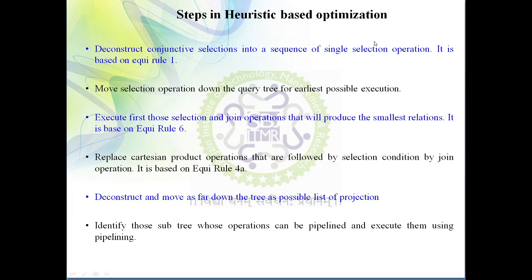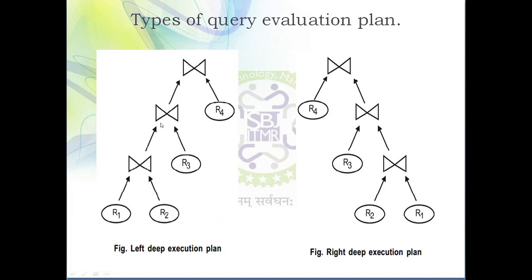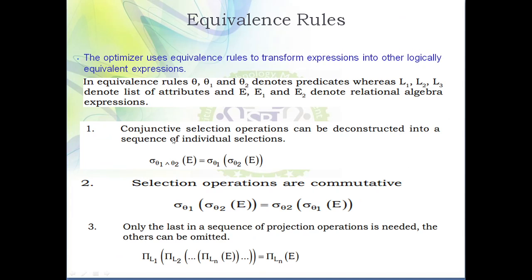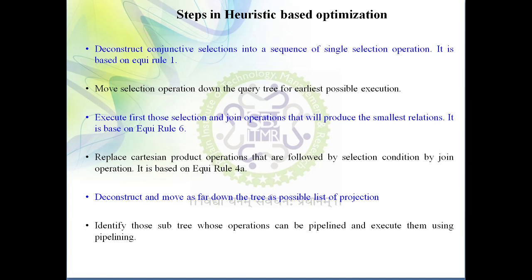What is the meaning of this? So this is equivalence rule 1. We already discussed equivalence rule 1. So we'll see here what is rule 1. Conjunctive selection can be deconstructed into a sequence of individual selections. Instead of performing it combinedly, we just split it and perform it in an individual way. This is step 1 in heuristic based optimization: deconstruct the conjunctive selection into a sequence of single selection operation.